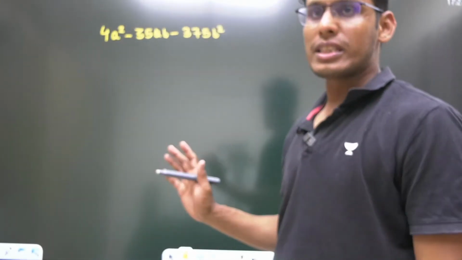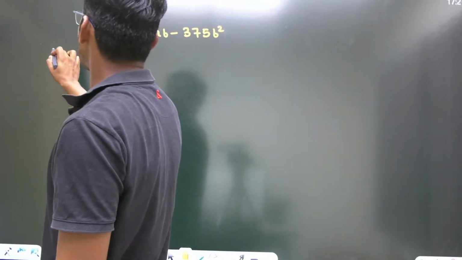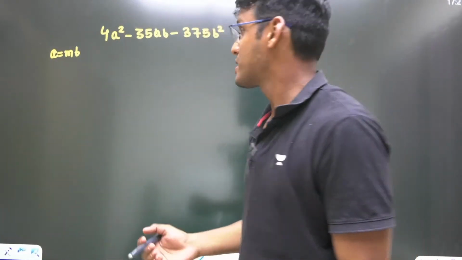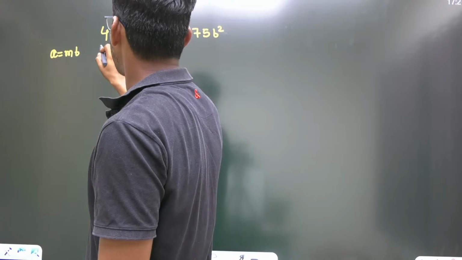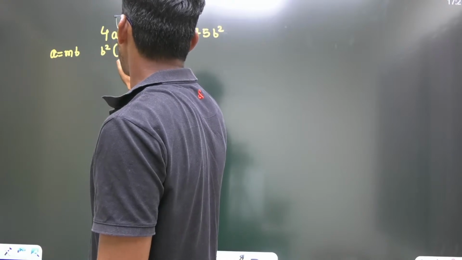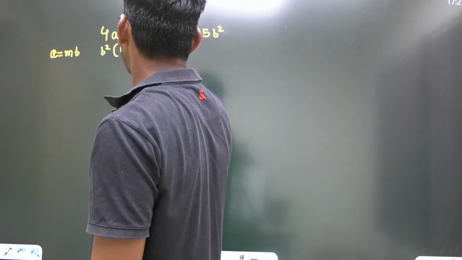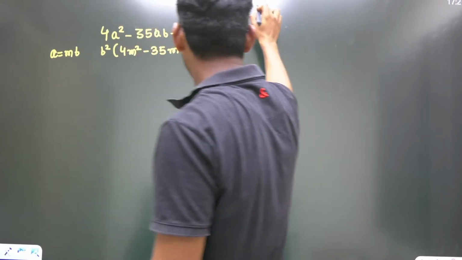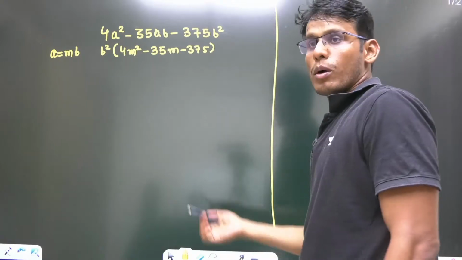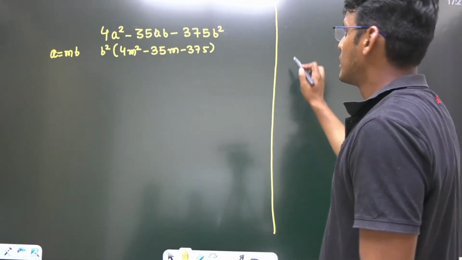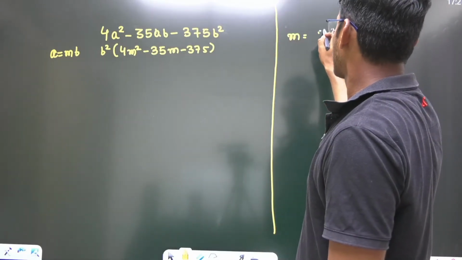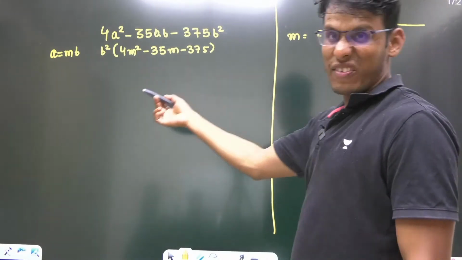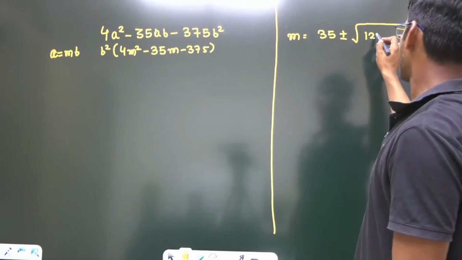So now in this, just put A is equal to MB. And then I am going to teach you something very amazing, right? So you will get B square times 4M square minus 35M minus 375. See, now one way to go about it is just use quadratic formula. So if you use quadratic formula, it becomes 35 plus minus square root of 35 square, which is 1225.